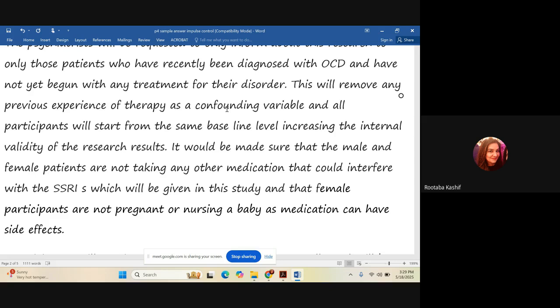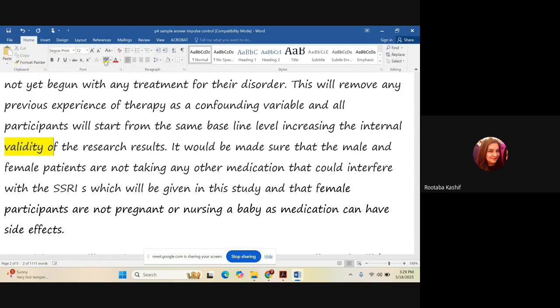So it's important that they're recently diagnosed, and they should not have started any type of therapy or treatment yet, right? So all the participants will start from the same baseline level, increasing the internal validity of the research results. Okay, so this is something that is being done to increase the validity of the research.